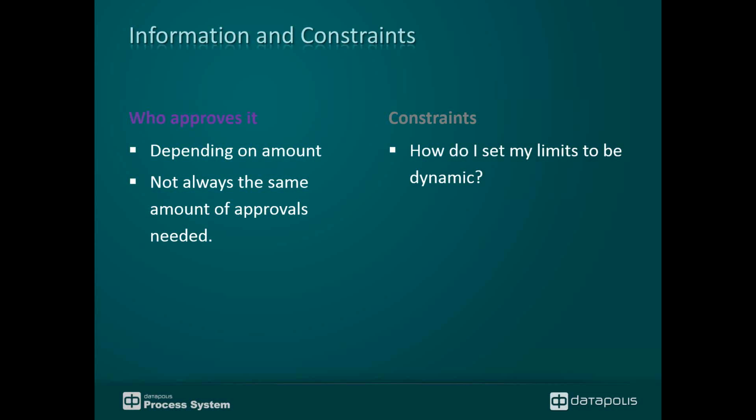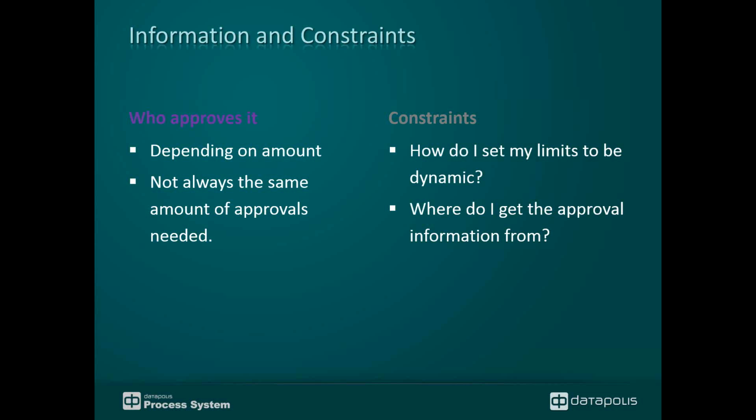Some constraints are, how do I set up the limits to be dynamic? We don't want to go in the workflow and change stuff in the workflow every time the company says, okay, the new bracket for only your manager can approve just went up $1,000. You don't want to necessarily go in the workflow every time your company changes that. And also in the workflow, where do we get all this information from without hard coding it? Because we don't want to hard code it. We want to have like a settings list from where we can look and get all our information.